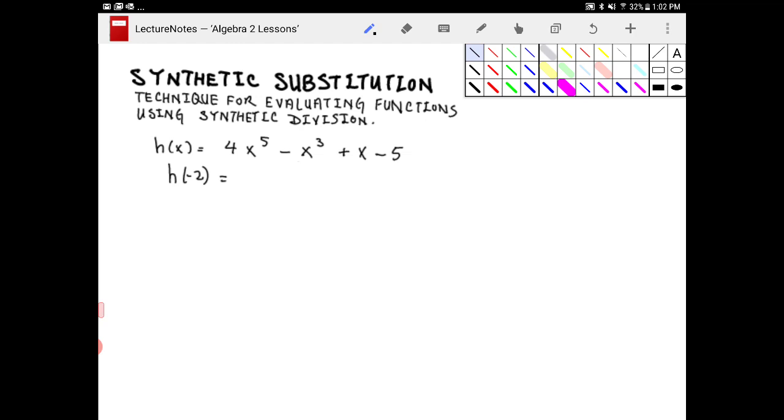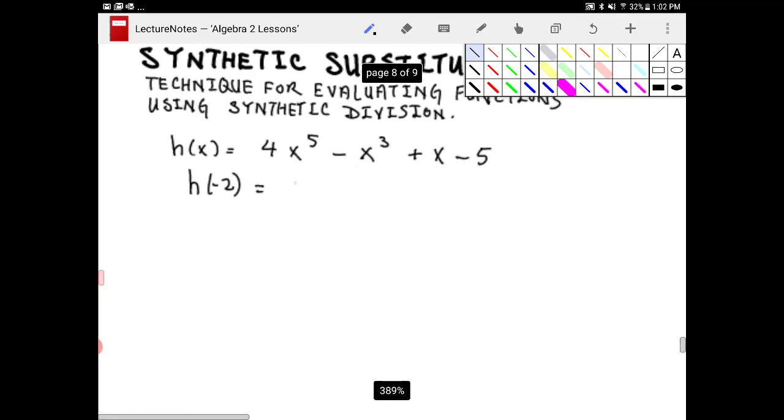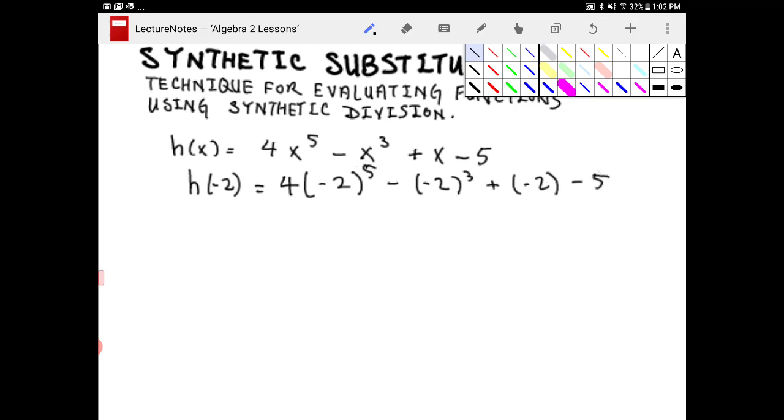Synthetic substitution is actually a technique for evaluating functions using synthetic division and the factor remainder theorem. Suppose I have h of x equal to this polynomial on the screen, and I want to evaluate h of -2. Traditionally, wherever you see x, you replace it with -2 and proceed to evaluate. This would be very tedious if you did not have a calculator.